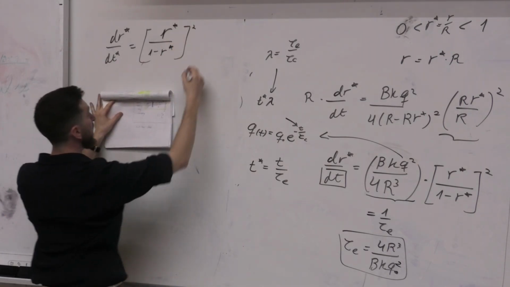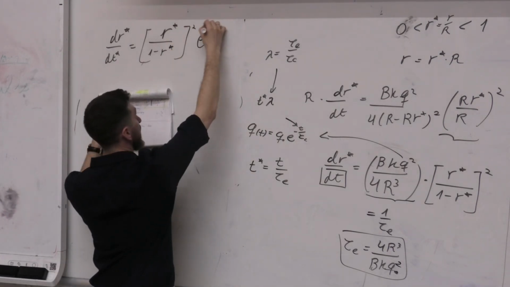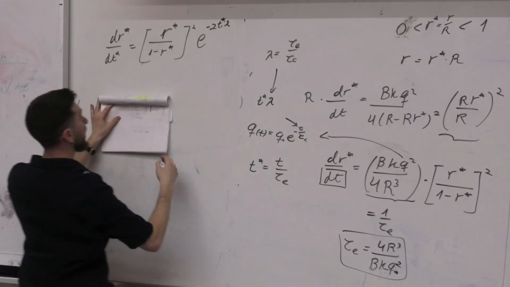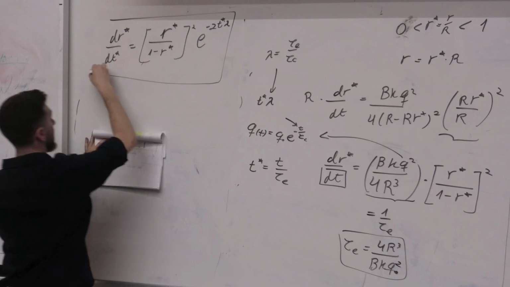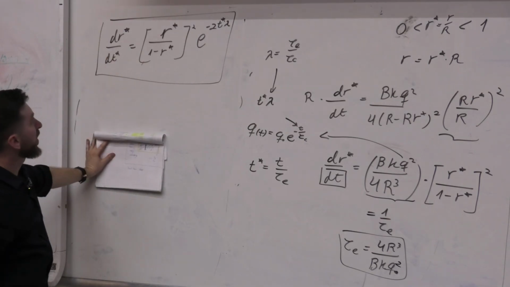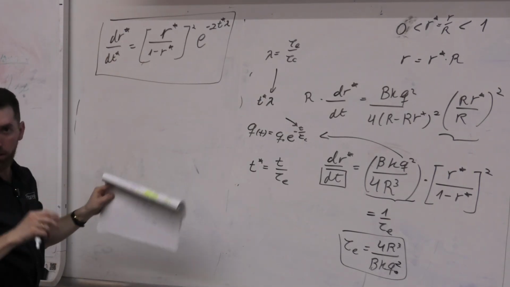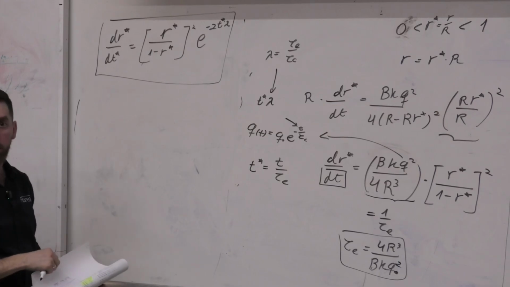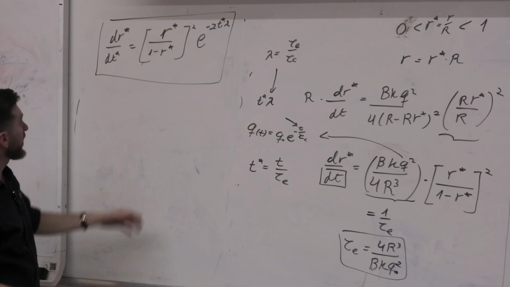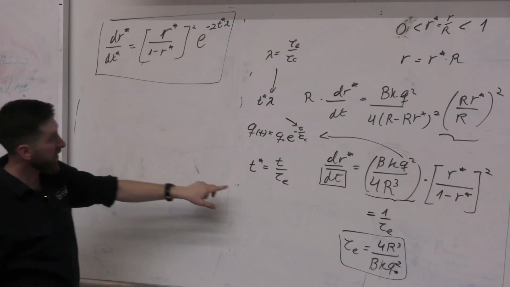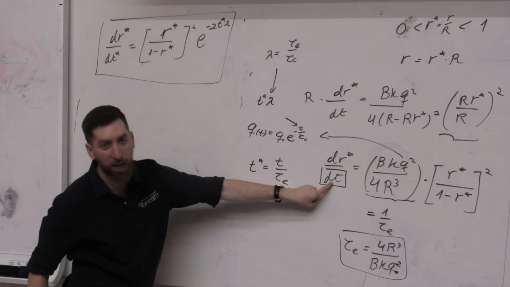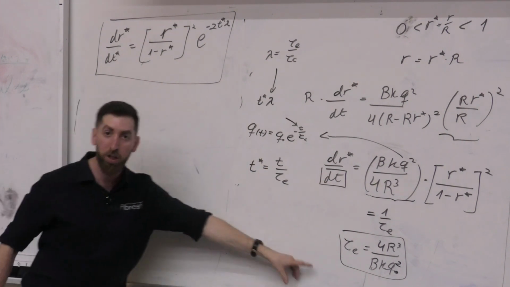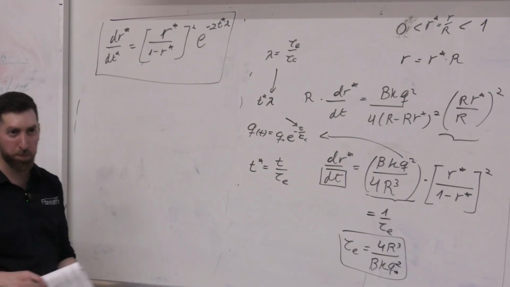So dr star/dt star equals r star times 1 minus r star, squared, and our exponent is minus 2 t star lambda, right? This is how our particle behaves radially, right? Perfect. Tau e disappeared because we have tau e here, but we also have tau e inside t, right? So it's cancelled. That's the reason we chose it, to make the mathematics simplified.